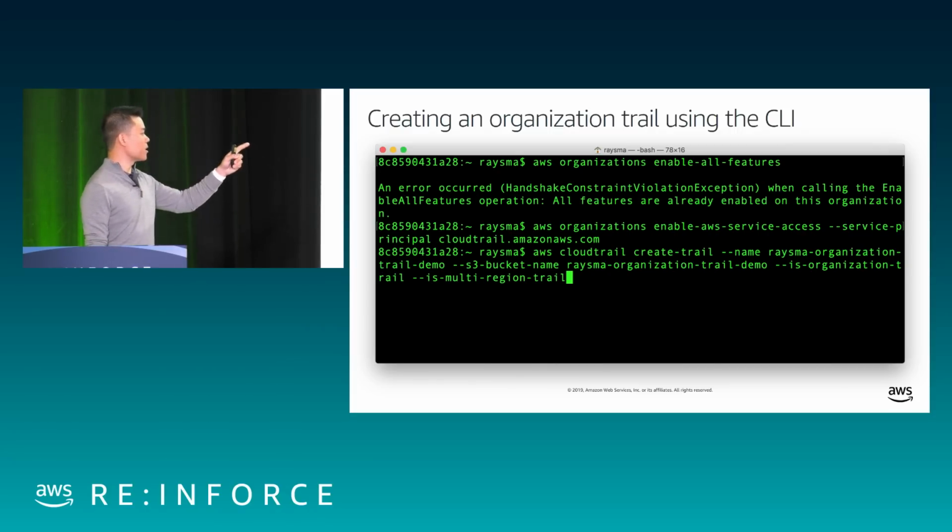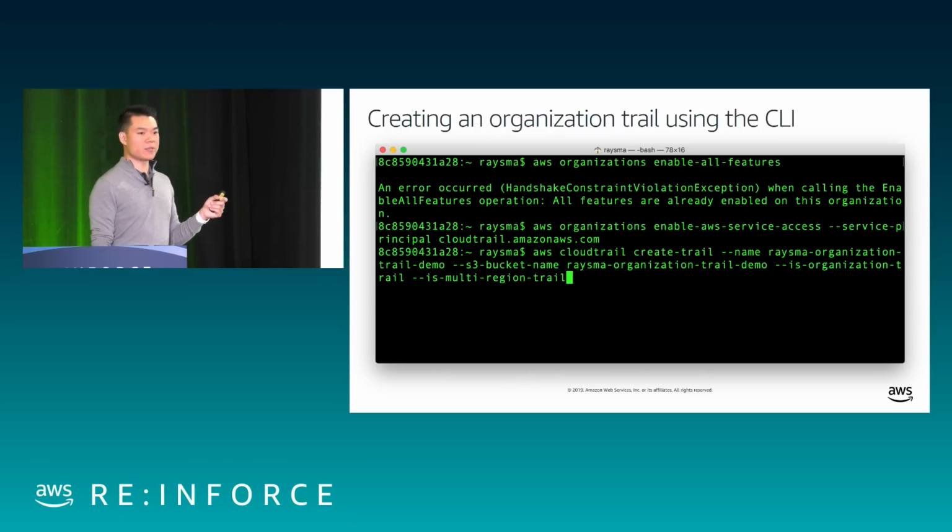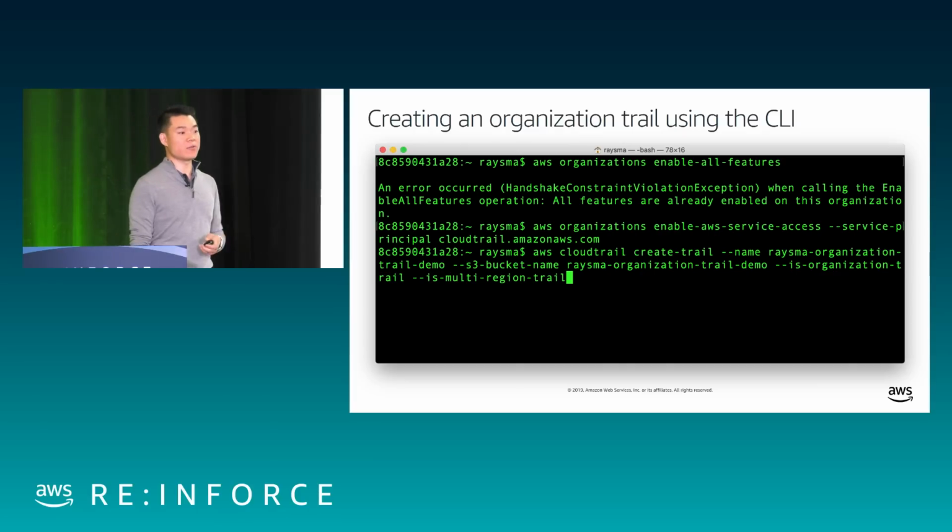You can see a couple things here. I've supplied the name of the trail I want to create, which is Ray SMA Organization Trail Demo. Supplied the name of the S3 bucket that I created previously, which is Ray SMA Organization Trail Demo as well. And I've specified a couple of parameters that say that this is an organization trail, and it is a multi-region trail, because I want to turn this on for all regions in all accounts in my organization.